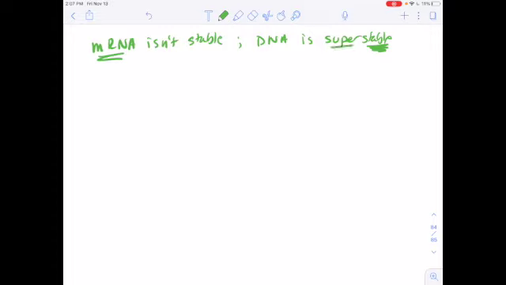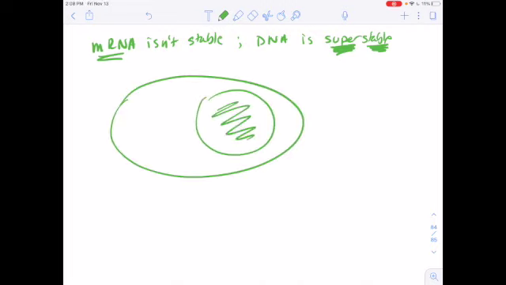You know, that's how we could even talk about Jurassic Park as a possibility, right? Because there's still dinosaur DNA around. It's very stable. There's no dinosaur messenger RNA left over from gazillions of years ago, because messenger RNA is not stable.